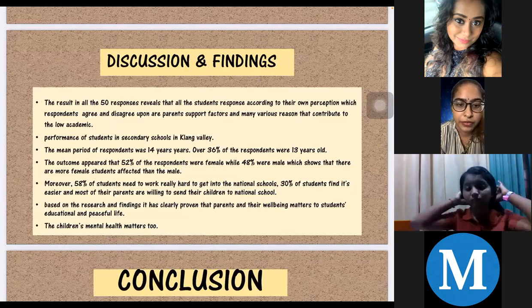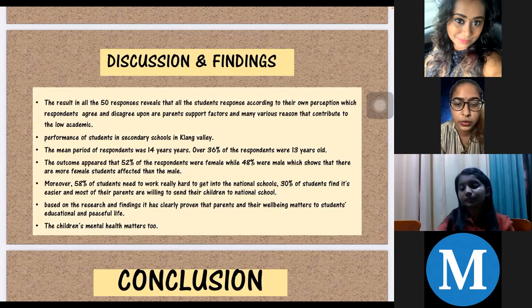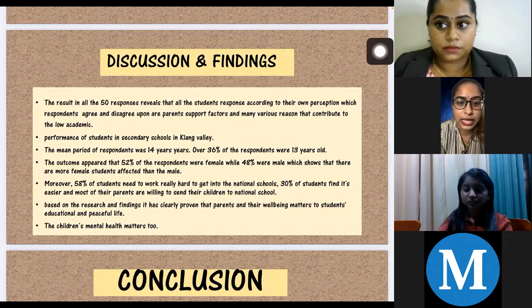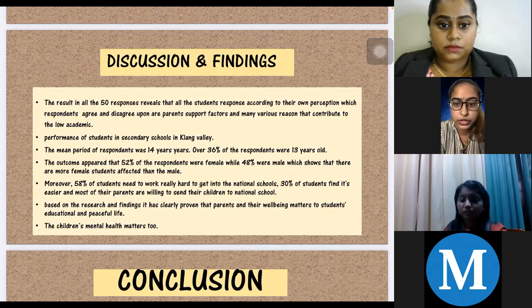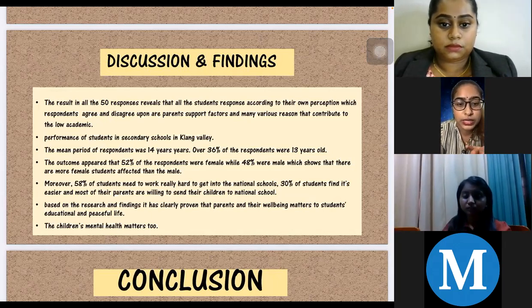The mean age of respondents was 14 years old. Over 36 of the respondents were 13 years old. The outcome appeared that 52 of the respondents were female, while 48 were male, which shows that there are more female students affected than male ones. Moreover, 58 of the students need to work really hard to get into the national schools, whereas 30% of students find it easier, or their parents are willing to send them to international or national school according to their variations.